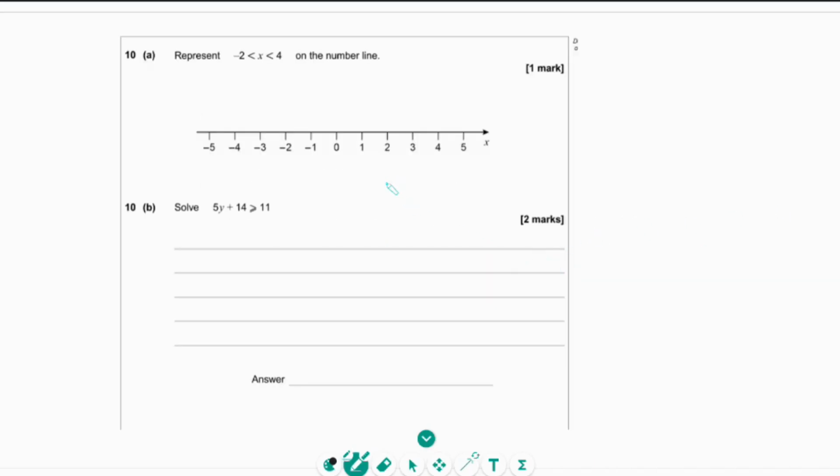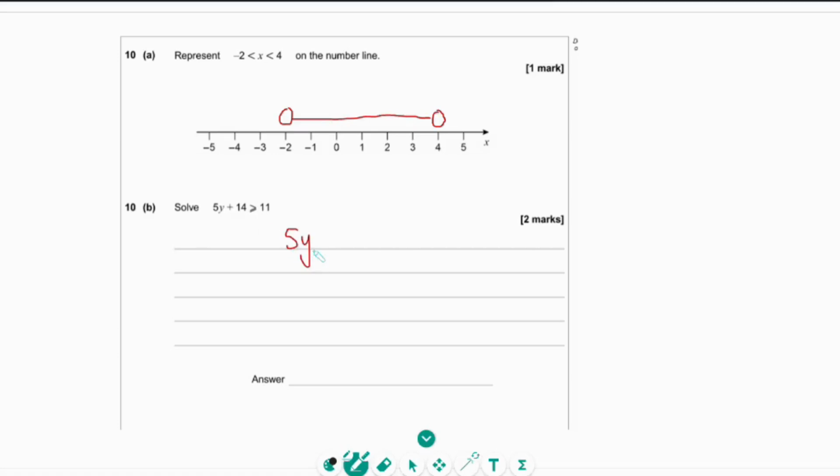Represent x between -2 and 4 on the number line. We need a circle here, which is not coloured in because we do not have an equals. Join them together.